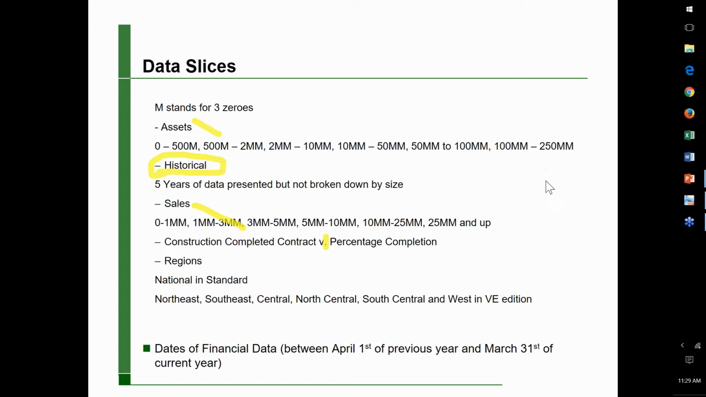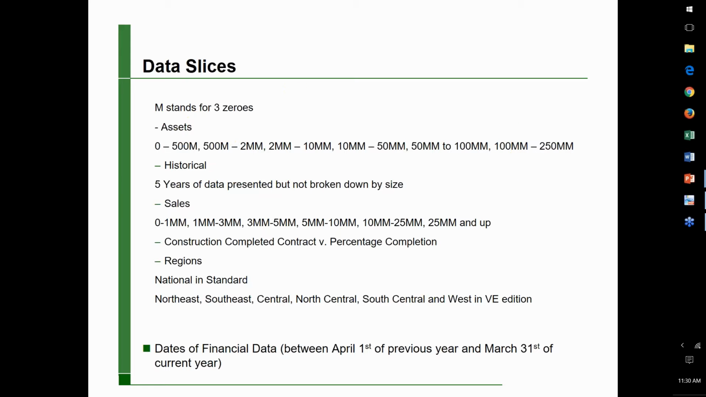Interesting point, you have to be careful about mixing and matching data. If you're looking at a slice out here, of the 100 million and above in assets, and then you go over to historical and you say the officer's comp to revenue was a particular number, you kind of jumped gears here. You said, this is the size of company I'm looking at, but the historical number is also going to have the 0 to 500 and the 500 to 2 million. And so that number may not be representative of the industry. So you have to be careful about which slices you're looking at.